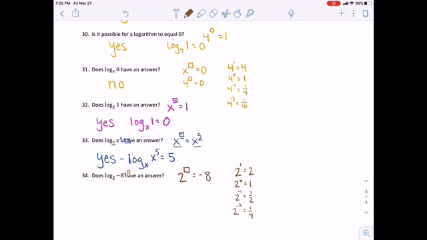And as I keep making these exponents smaller, my fraction gets closer and closer to 0, but it never actually reaches 0. And if it's not even going to make it to 0, it definitely isn't going to make it to negative 8, which means that no, I cannot take the log base 2 of negative 8.